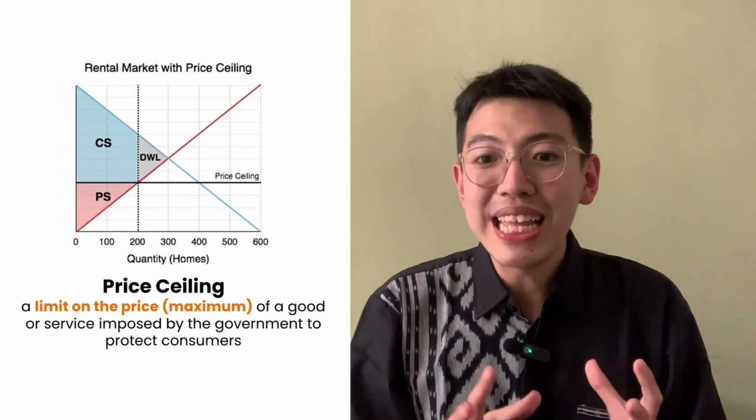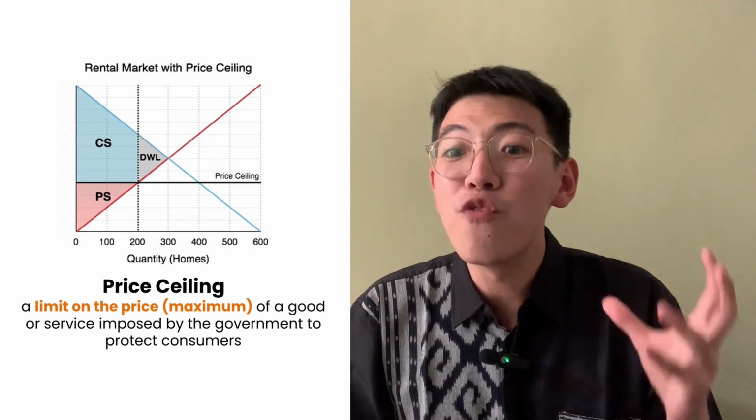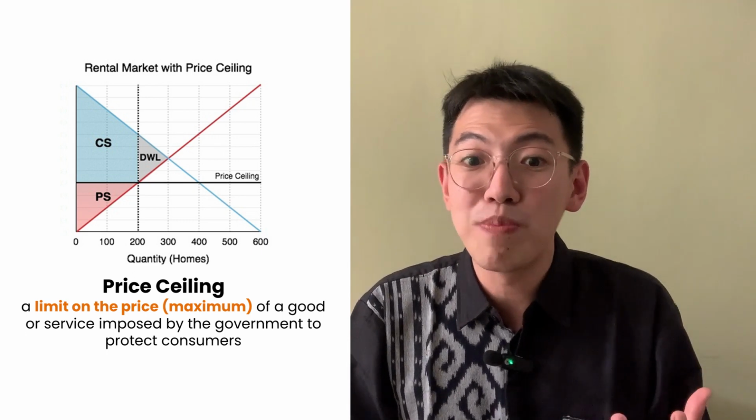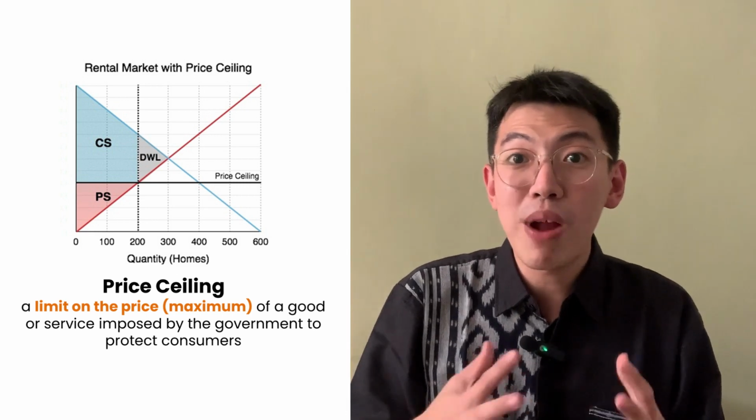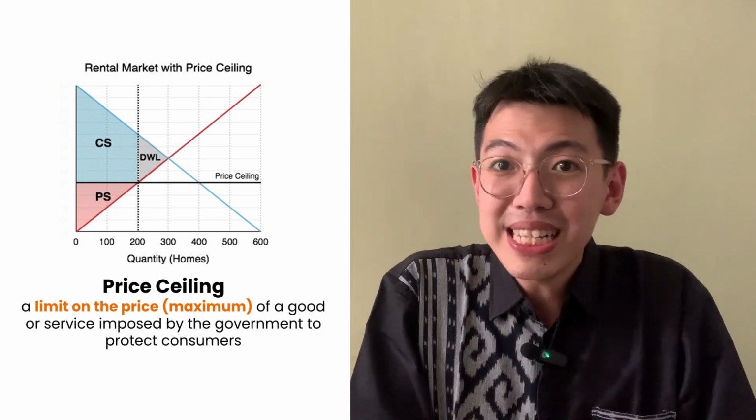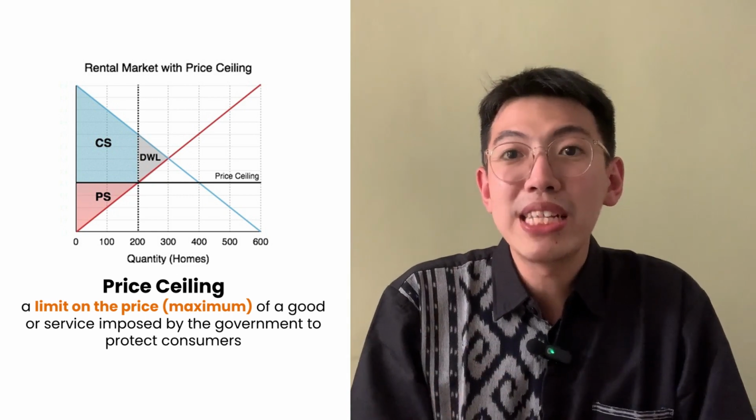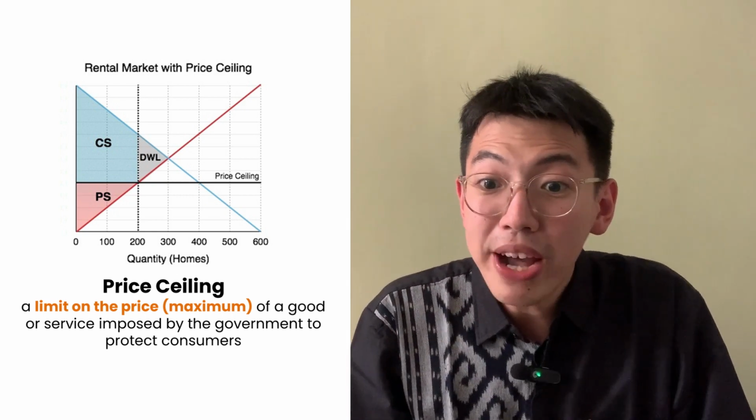These are several examples of market inefficiencies. The first one is price ceiling. Price ceiling is the maximum price of a good or service imposed by the government to protect consumers, such as the maximum price of rice. Price ceiling causes the market price to be below the equilibrium point.